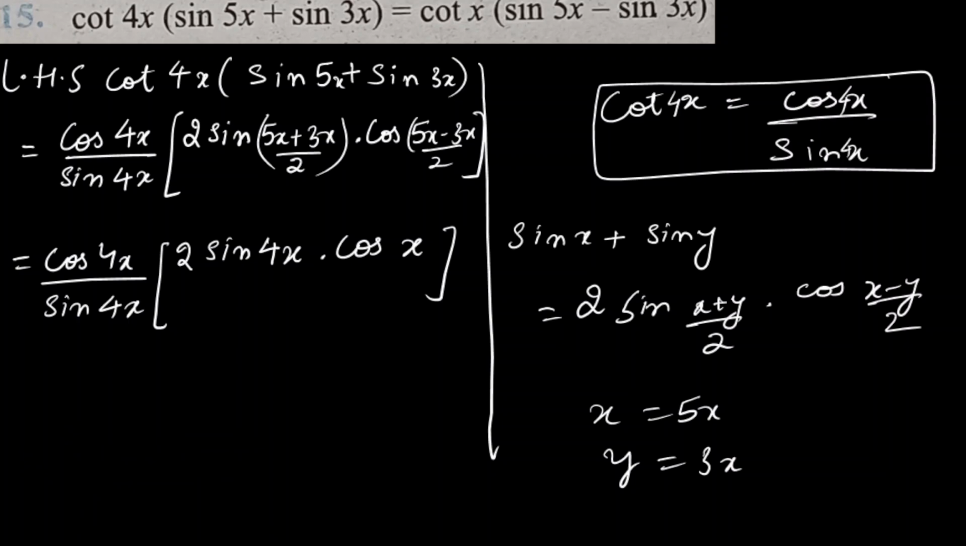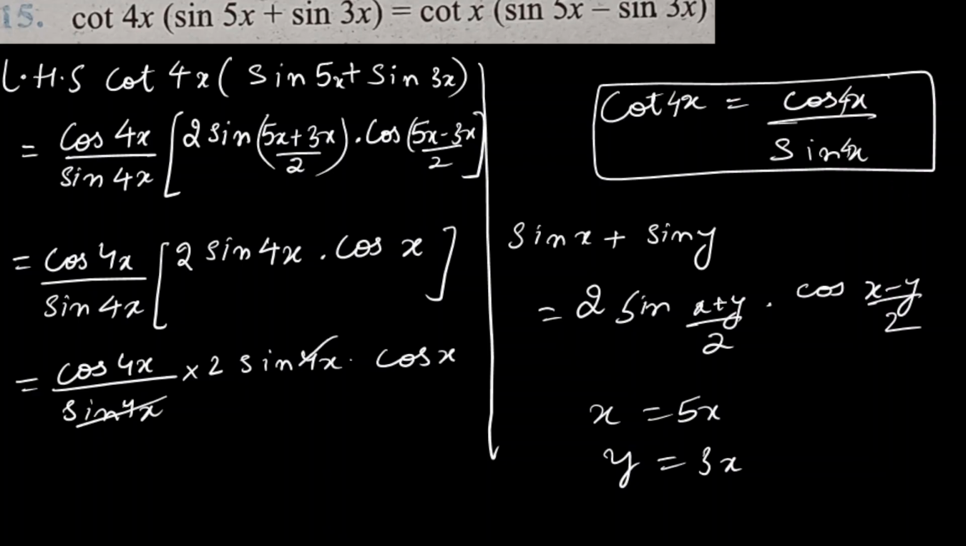Now everything is getting multiplied, so I'll just open the bracket. So cos 4x by sine 4x into 2 sine 4x into cos x. Sine 4x and sine 4x, up and down, we can cancel because everything is in multiplicative form. So what I am left with is 2 cos 4x into cos x. This I have gotten after simplifying the left hand side. Now let's work on the right hand side also.